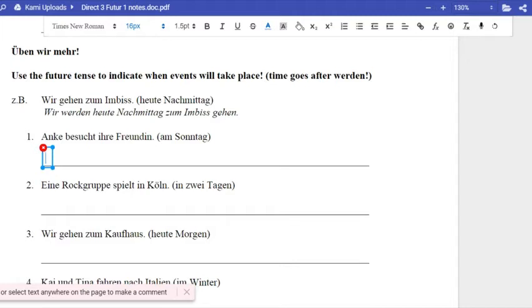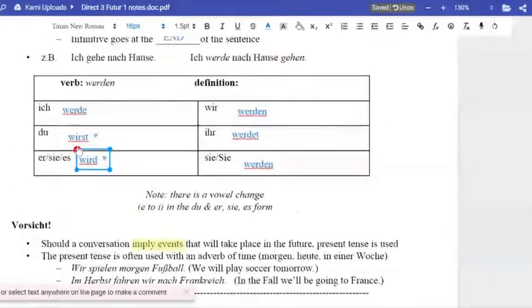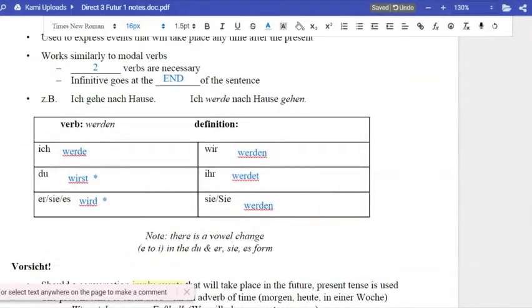Right after the conjugated verb. It's going to go before the object. The object is her female friend. This time element goes before that. So let's start with our subject, Anke. Anke is one person. So we're going to conjugate werden to agree with Anke. You can go back to your notes at the top and see how we're going to conjugate werden. It's on the singular side. Do you see it?